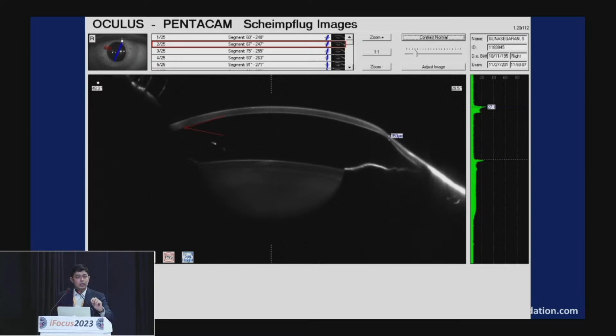So you can actually go and look at the individual Scheimpflug scans. This one particular scan is called the densitometry scan. Not very useful, but it also gives you an approximate value of the optical clarity of the scan. So if you have a subtle haze, you can use densitometry to get an objective value of the kind of haze that the patient is having.